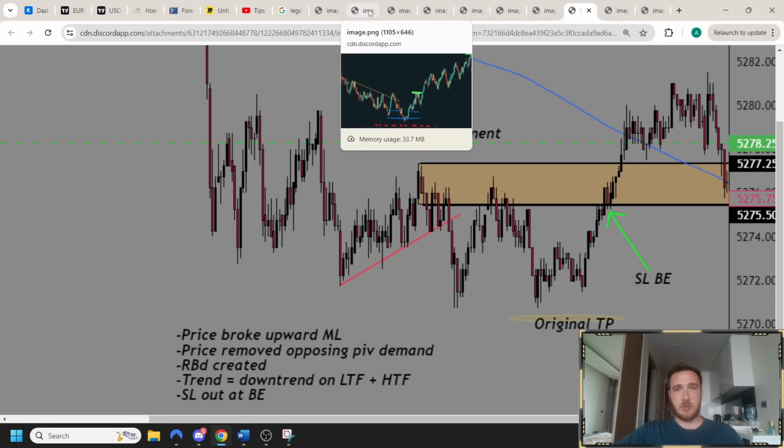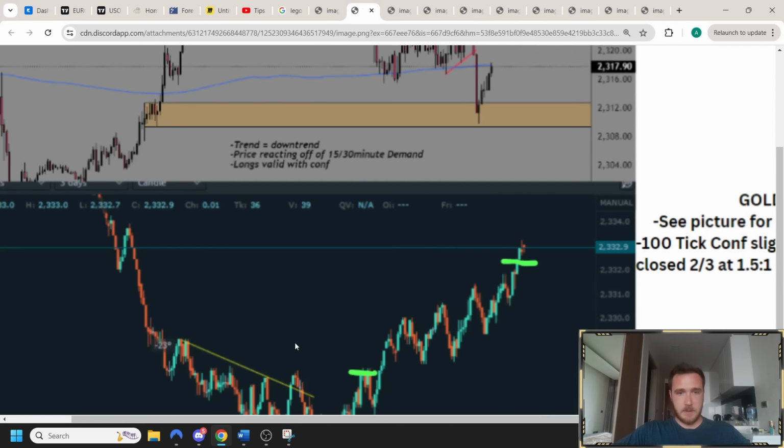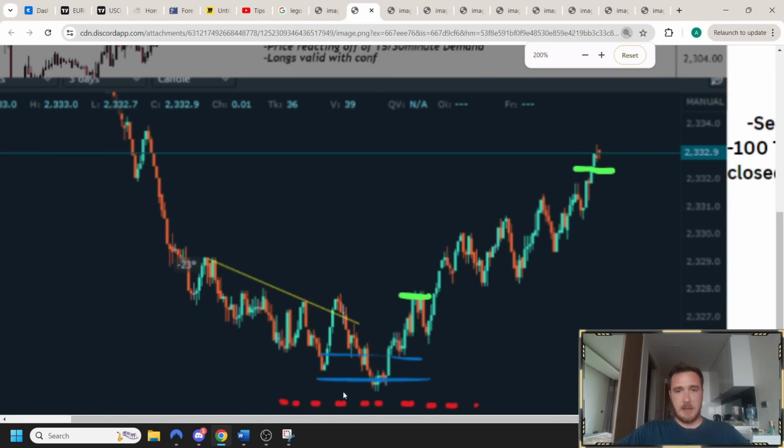So let's look at a trade. So in this case, this was my long trade setup.